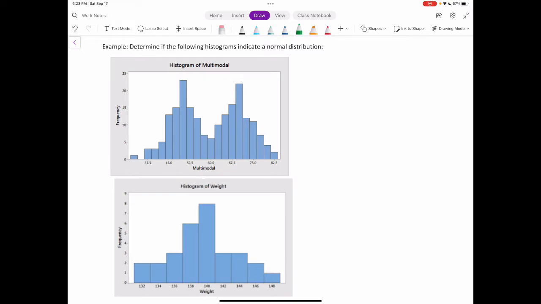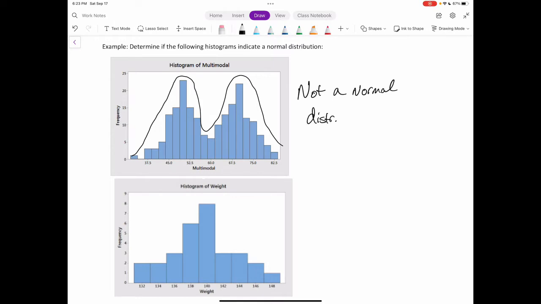All right, let's look at that first histogram here. We'll notice that if we were to draw a curve right around that histogram, you notice that it is not unimodal, right? There's not just one peak in this curve that we drew here. For that reason, this is not a normal distribution. Now it is symmetric, pretty symmetric, but it is not unimodal. So not a normal distribution.